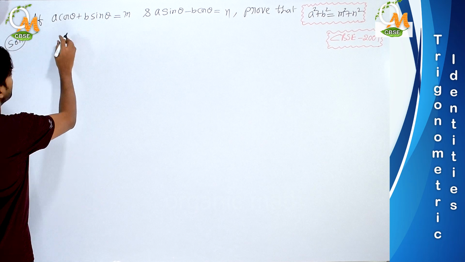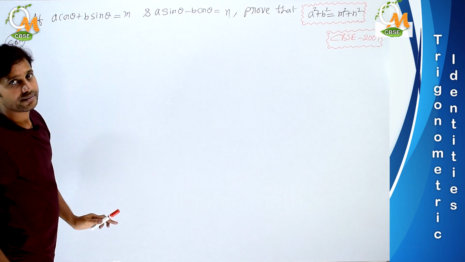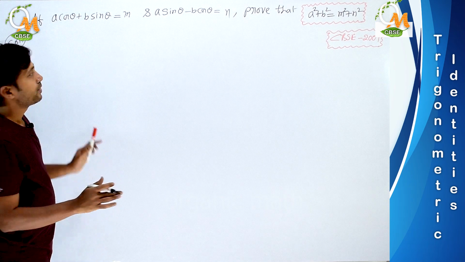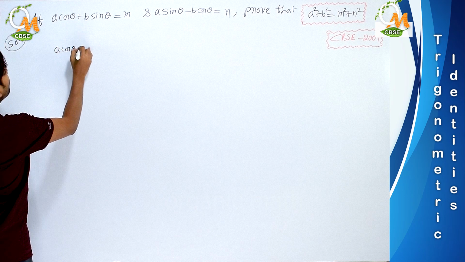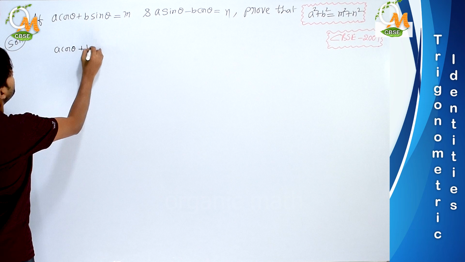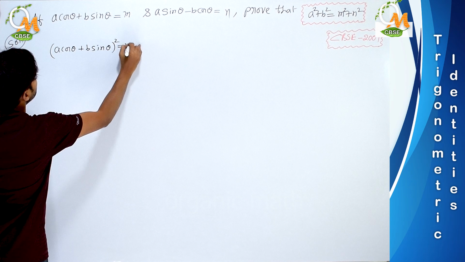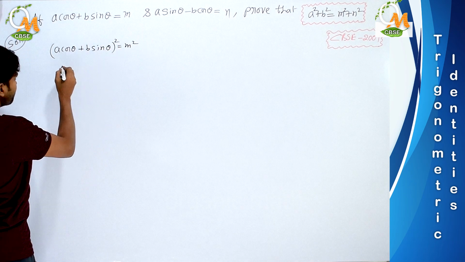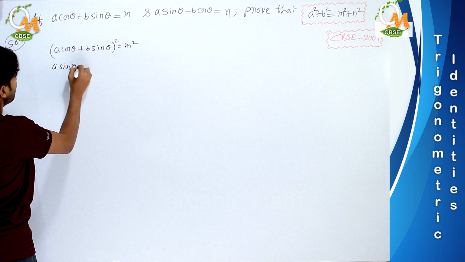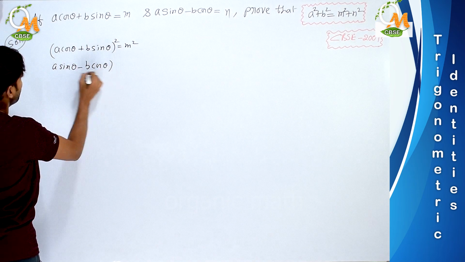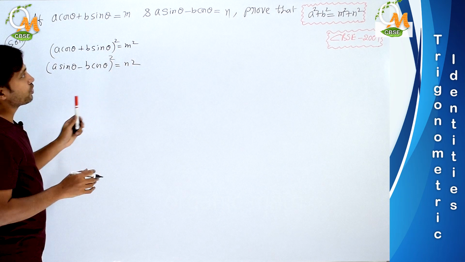Take the given conditions, square them and add. So a cos theta plus b sin theta whole square equal to m square. And similarly, a sin theta minus b cos theta whole square equal to n square. We squared it on both sides.